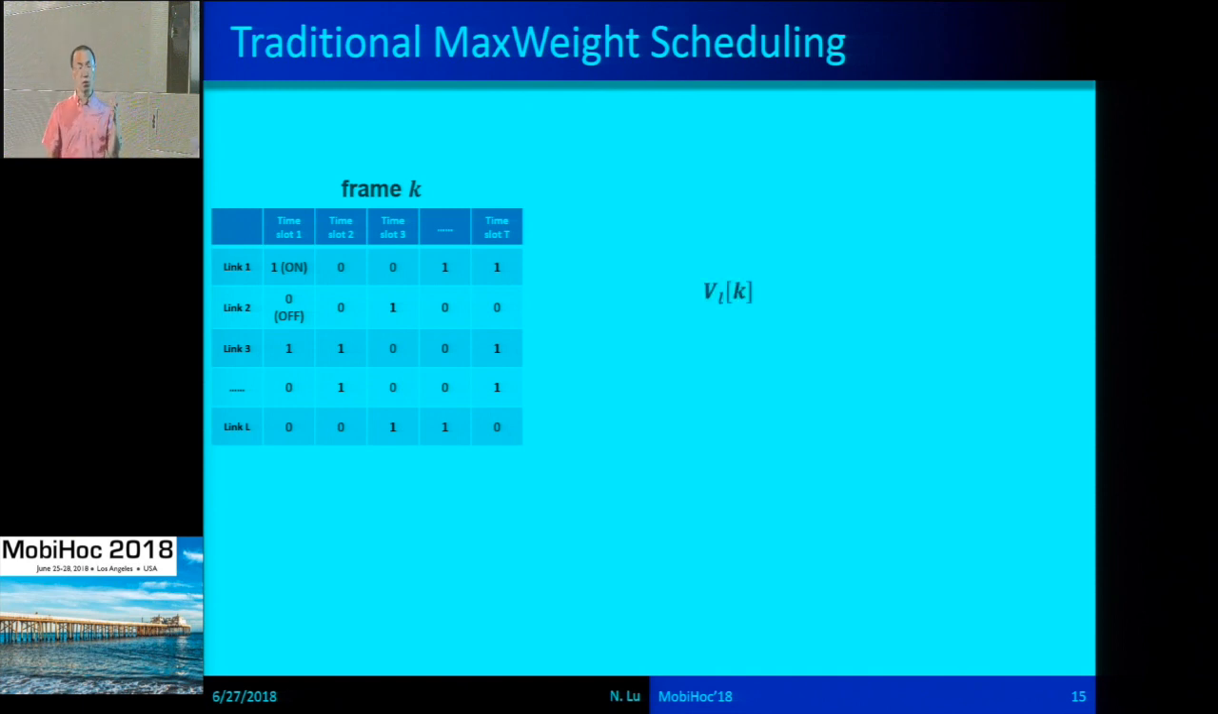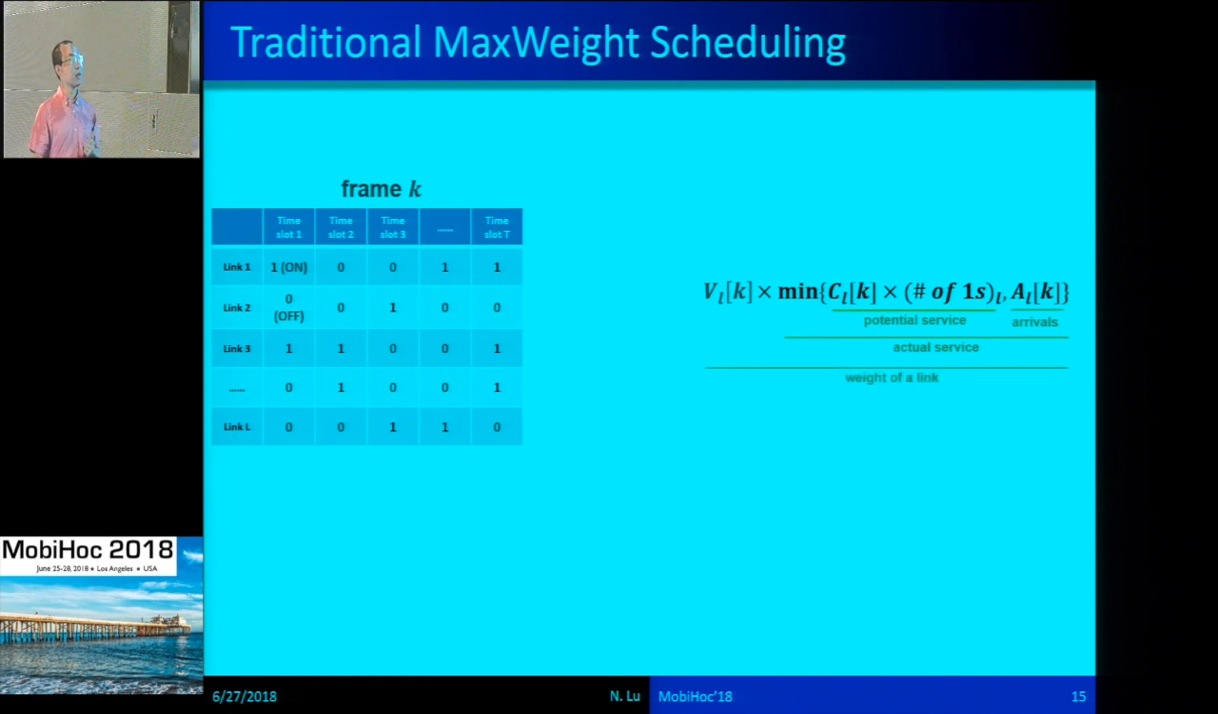This is how we define the weight. We take the virtual queue length times the minimum of two terms. The first term is the potential service: C_L^k is the number of packets that can be sent in each time slot, multiplied by the number of time slots allocated to link L under a particular schedule. The second is the arrivals, and the minimum gives us the actual service. Weighted by the virtual queue length, we get the weight of a link. Summing over all links gives the weight of a schedule, and MaxWeight just picks the one with the maximum weight.